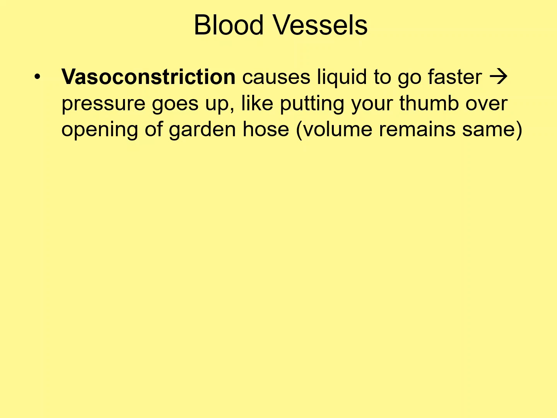So basically, if the volume is the same, and this is typically the case, and you constrict the blood vessel, so vasoconstriction is constriction of the smooth muscle surrounding your veins and arteries, that means you are increasing the pressure. The volume again is the same, and so the same amount going through a smaller area means it has to go through faster.